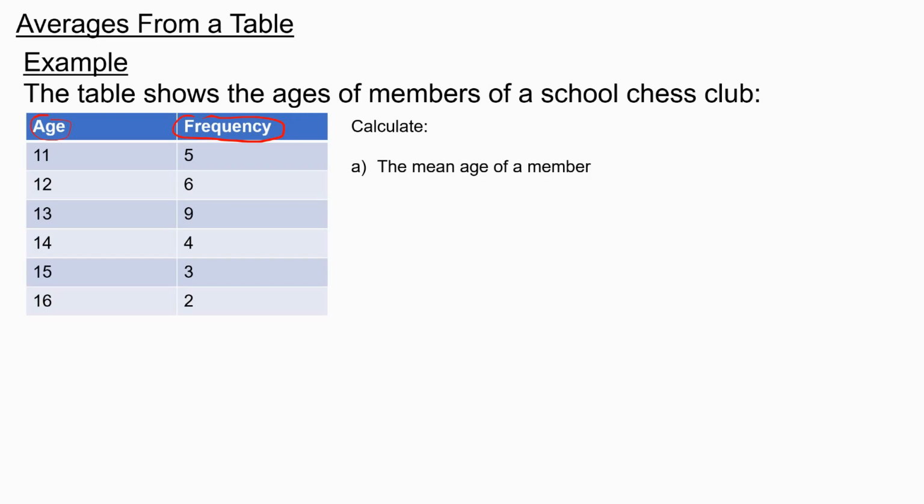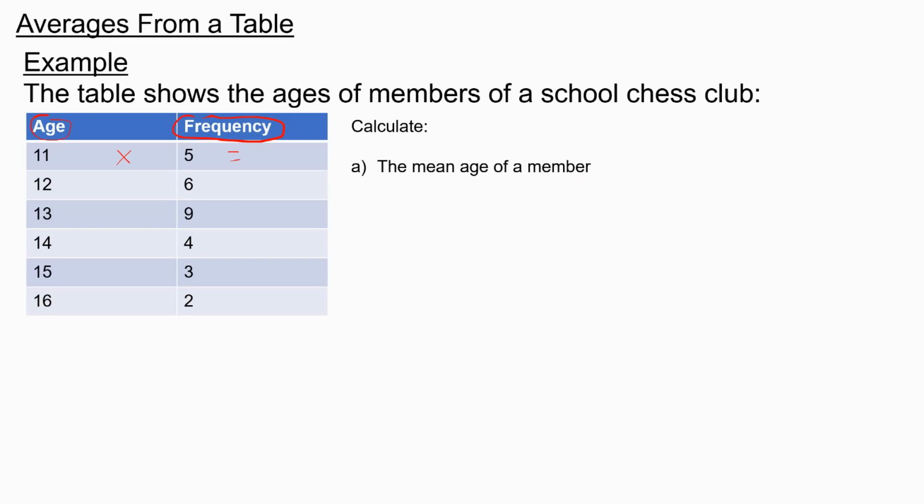So if we want to work out the mean age of a member, we would need to add up all of the members' ages and divide by how many members there are. Now we know there are 5 11-year-olds, so we could do 11 plus 11 plus 11 plus 11 plus 11, and then there are 6 12-year-olds, so we could add up 12 6 times and so on. But that would take a long time. Instead, we multiply the age by the frequency.